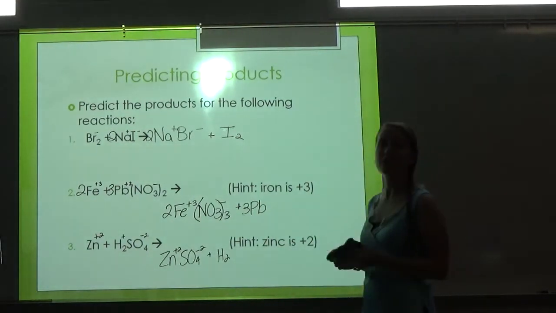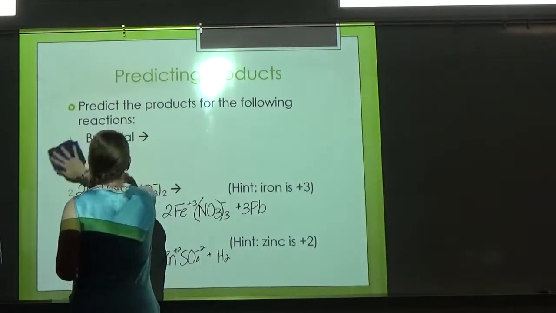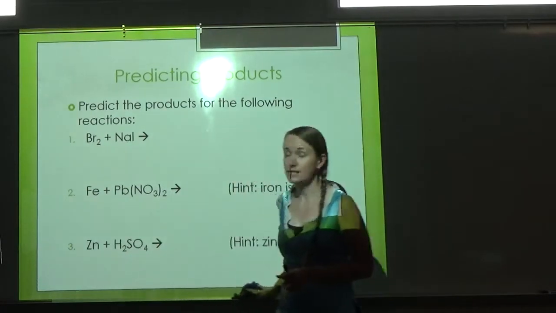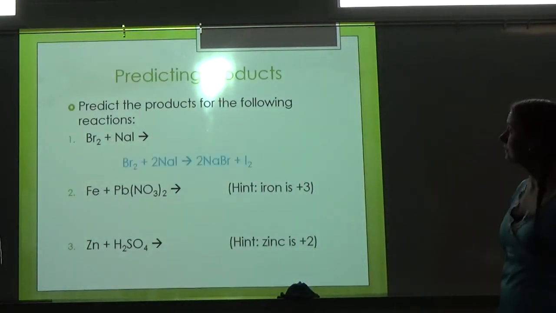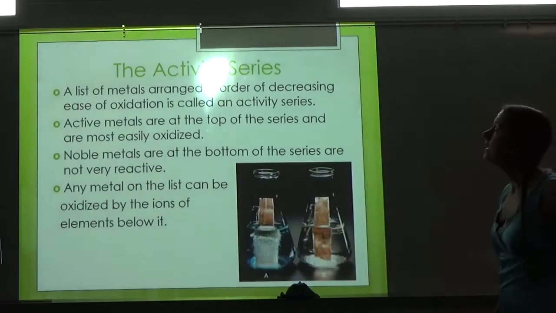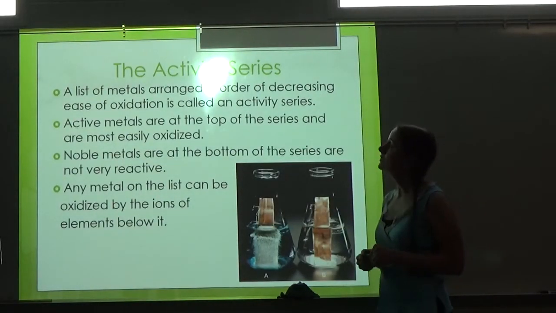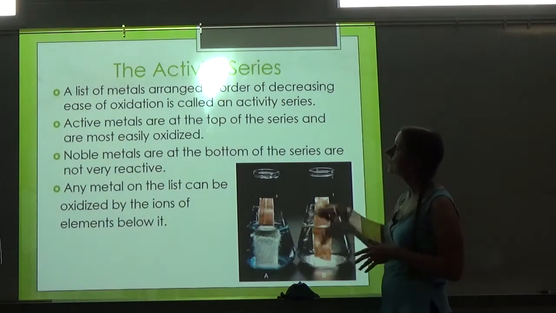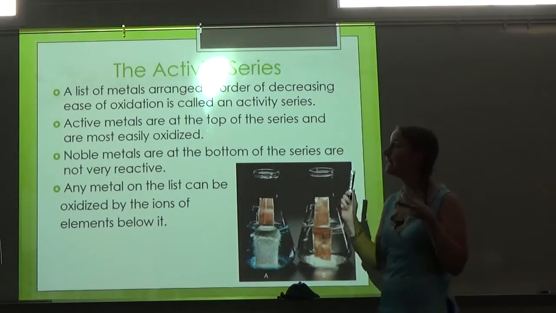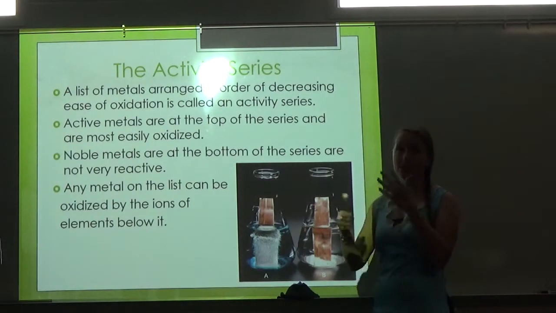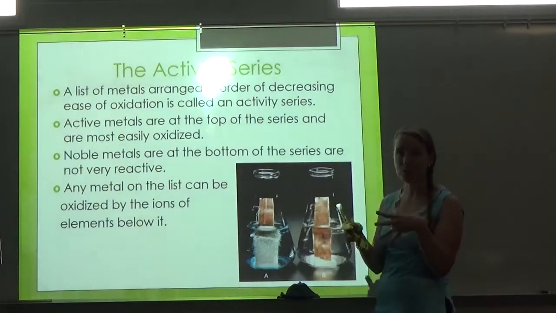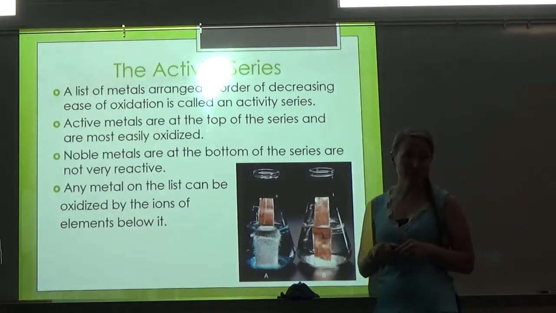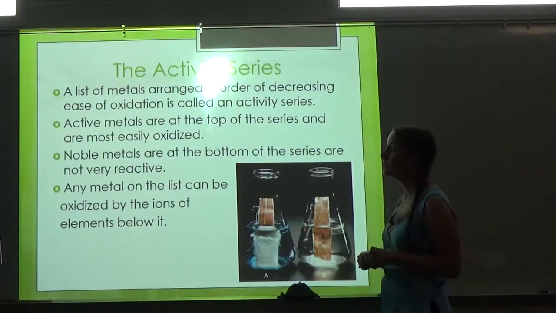All right, so there's one more thing that we have to talk about when it comes to single replacement or single displacement reactions, and that's something called the activity series. So a list of metals arranged in order of decreasing ease of oxidation is called an activity series. Active metals are at the top of the series and are most easily oxidized. That means they become ions. Instead of being the solid metal form, they become an ion. Noble metals are at the bottom of the series, and they are not very reactive, just like noble gases on the periodic table are not reactive.